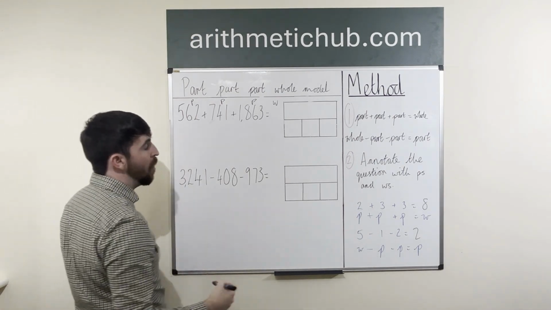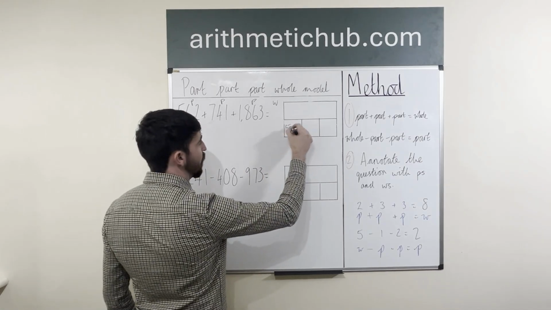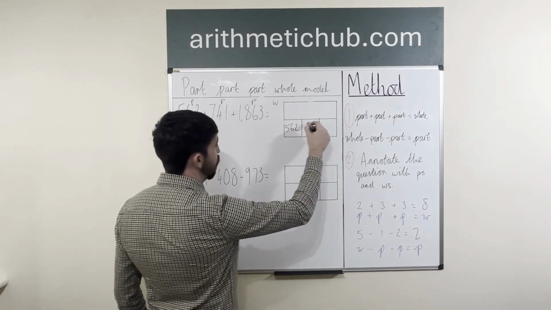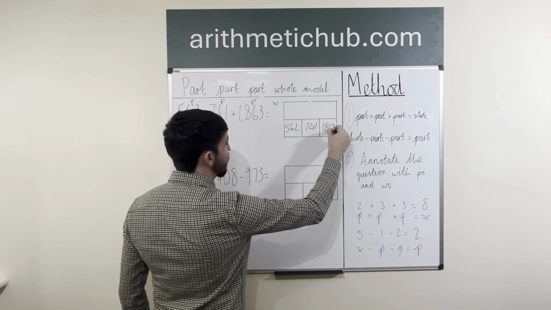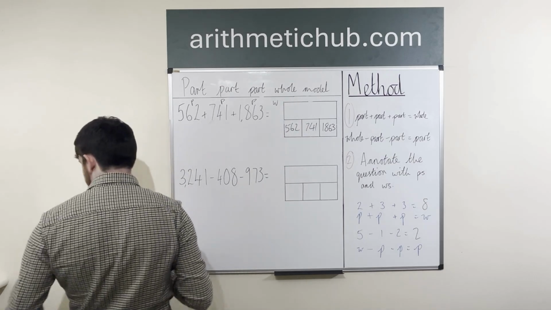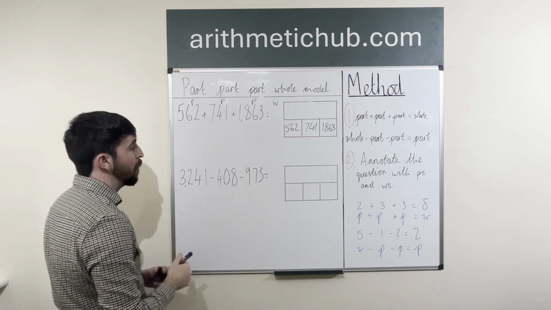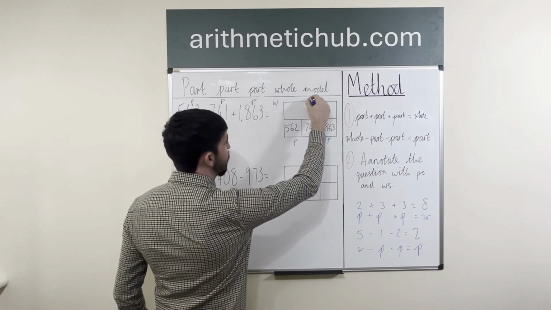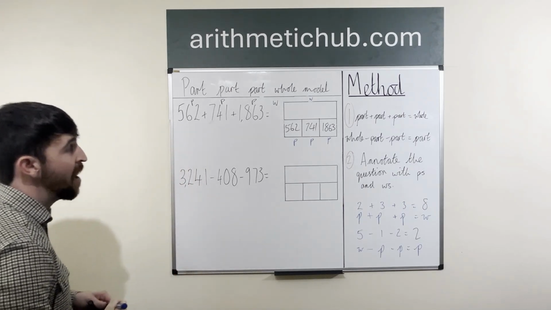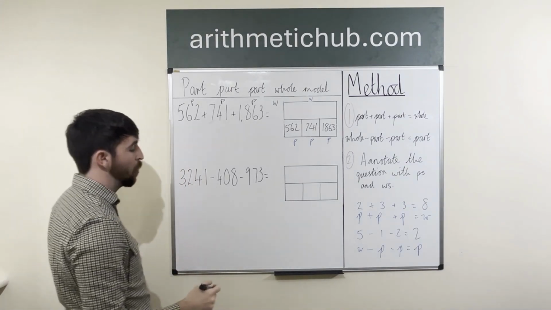So we're going to put our parts in. Now we know the parts go at the bottom over here. So we've got 562, 741 and 1863, and our whole would be at the top there. So let's annotate on with this box as well. So we've got part, a part, a part and a whole on our bar model there, and the whole is what it is that we are looking for.